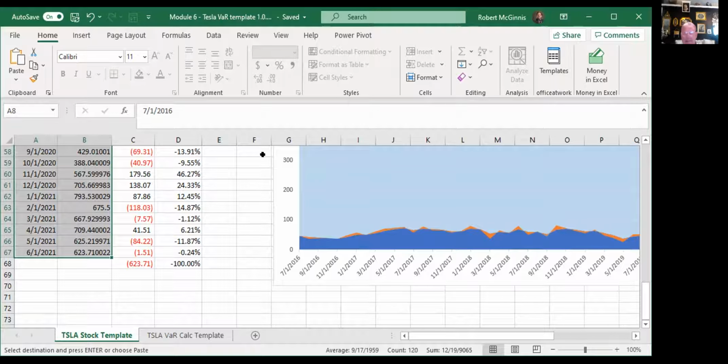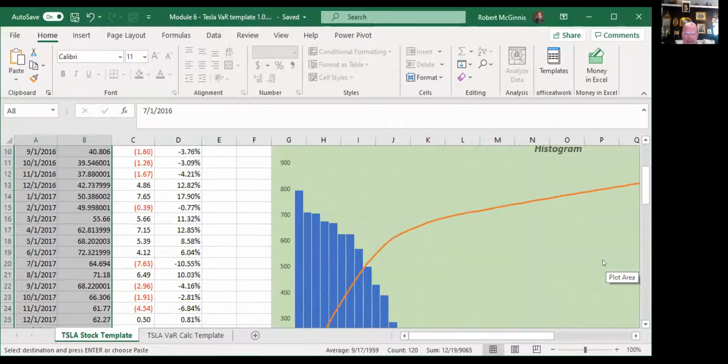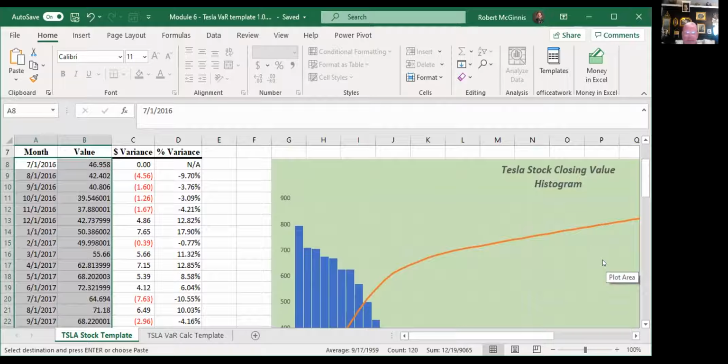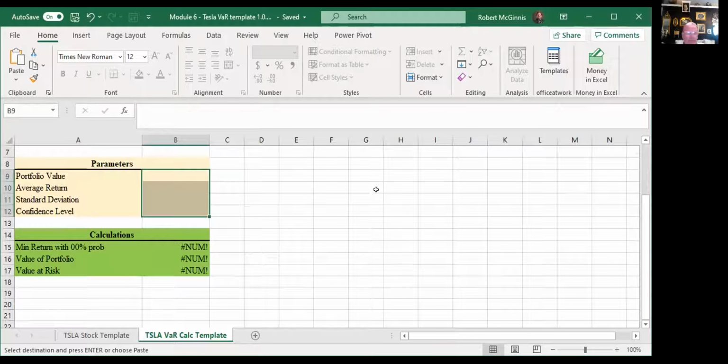And it gives you a histogram. And then the closing value, a different angle of the histogram, comparing the trend. Okay. Then on the second page, you just go in and put your parameters. And then it's going to give you a number for value at risk and the value of the portfolio.